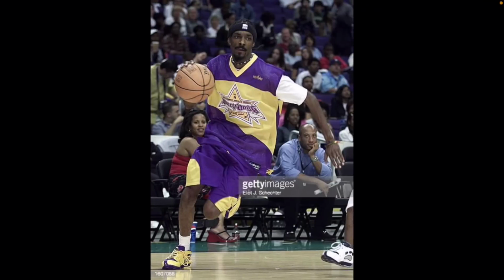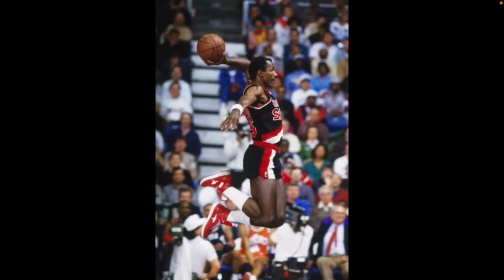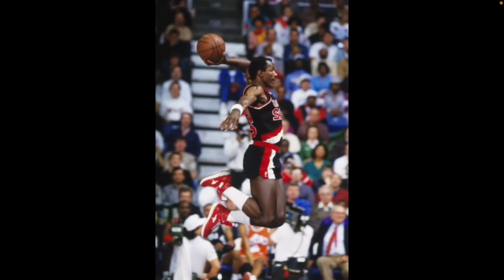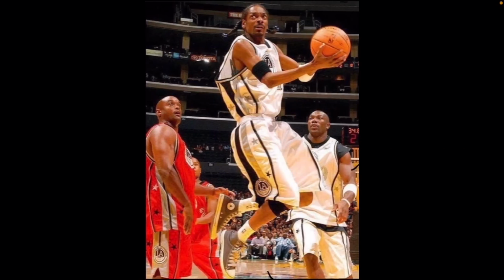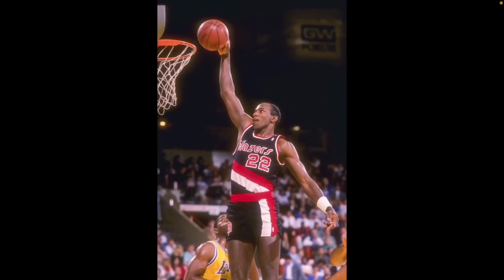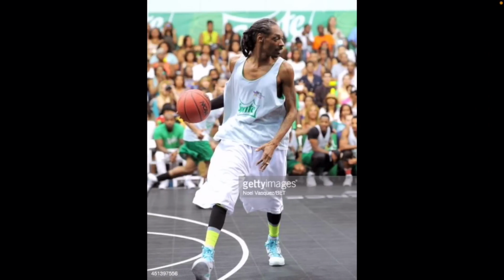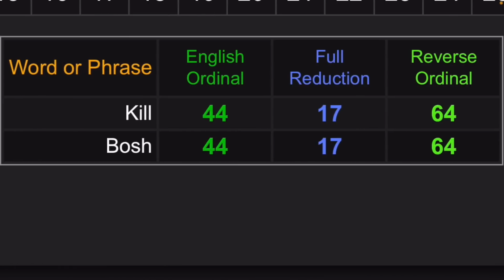So here's some more pictures of Snoop Dogg playing basketball, and he's really good too. And these dunks remind me of Clyde, because Clyde was really good at dunking. So yeah, let me know what you guys think about this in the comments below. I feel like Snoop made this one pretty obvious, you know, with all the basketball connections, and he even admits he's a dog, you know. That's what really creeps me out about him.